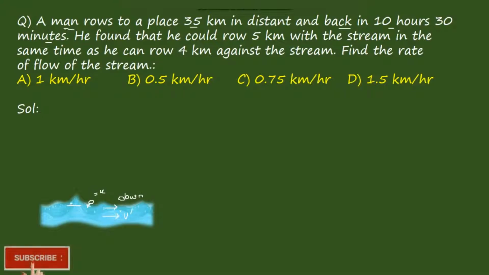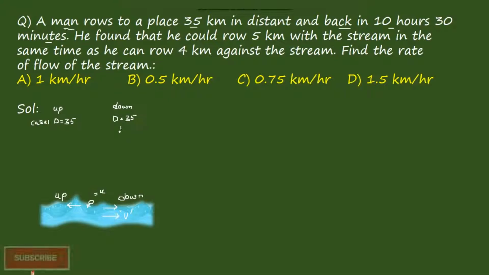If the man is moving in the opposite direction of the stream, then it is called upstream. Now, if you consider this one as upstream, this one is downstream. This is case 1. If the distance is equal to 35 kilometers and on return he will be going back downstream, the distance is again 35 kilometers.